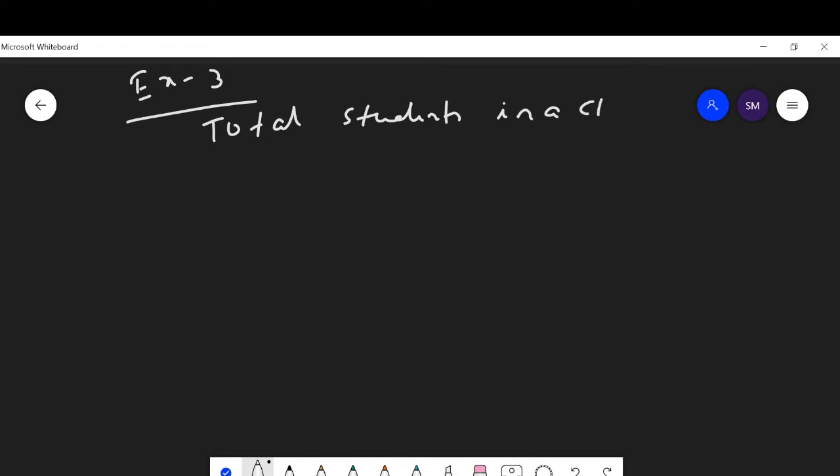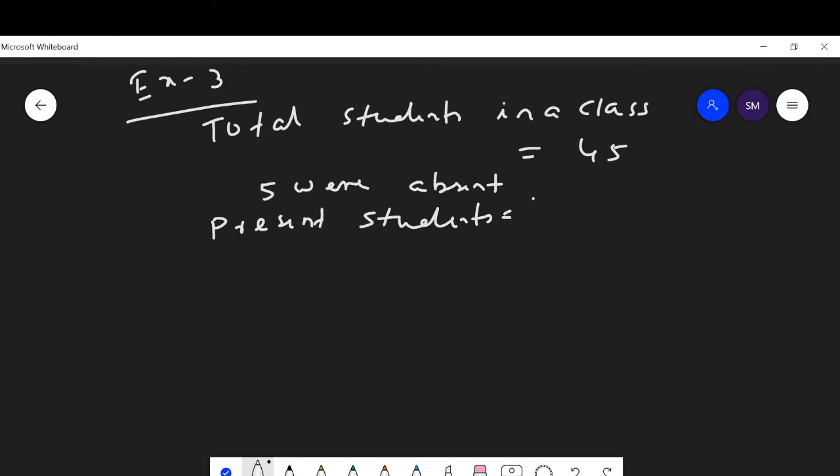Then the next question says, I have already told you students, please practice a variety of questions. Out of a class of 45 students, 5 were absent. Total students in a class is 45. 5 were absent. Then how many are present? The present students is equal to 45 minus 5, which is equal to 40.